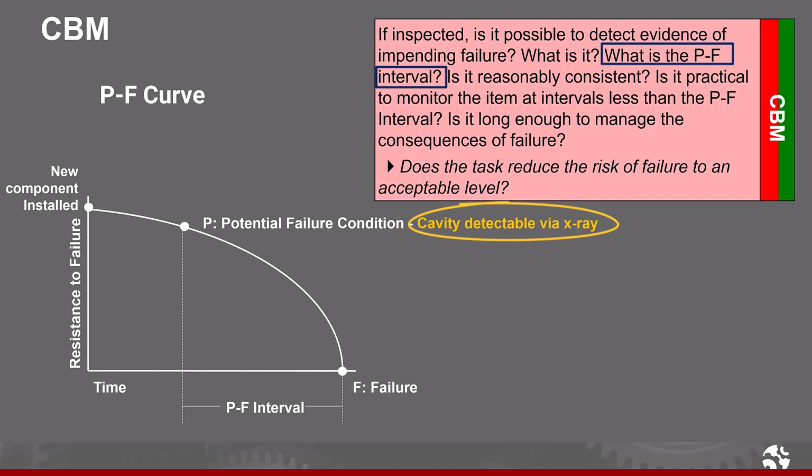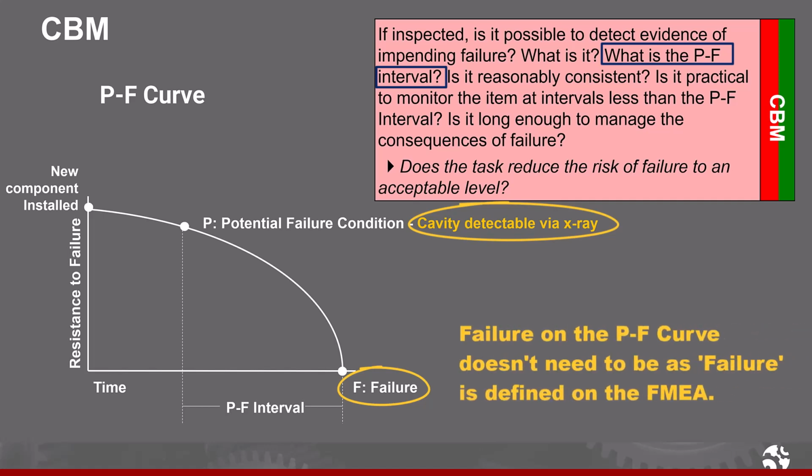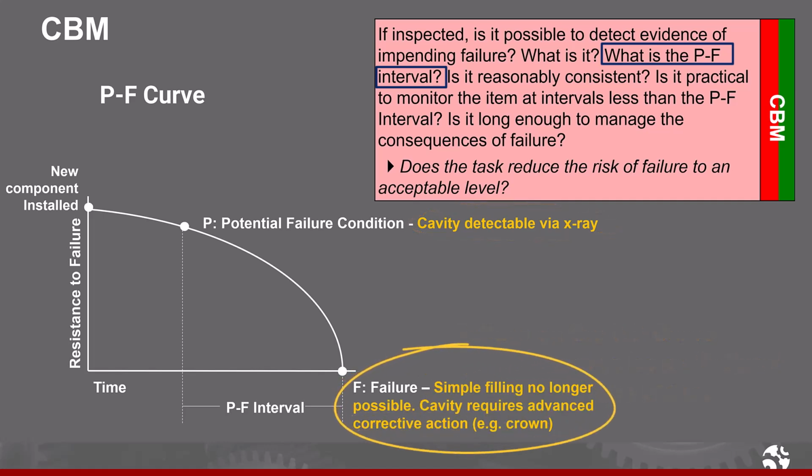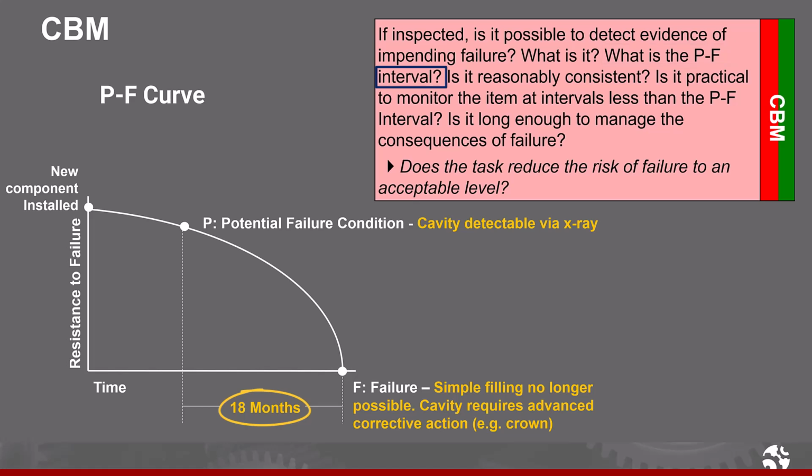Before we can answer that, we need to identify what we define as failure on the P2F curve. Failure on the P2F curve doesn't need to be as failure is defined on the FMEA. In this case, if I'm the patient, I would define failure as simple filling no longer possible. Cavity requires advanced corrective action, for example, a crown. What is the P2F interval? In our failure effect, we said it was 18 months.